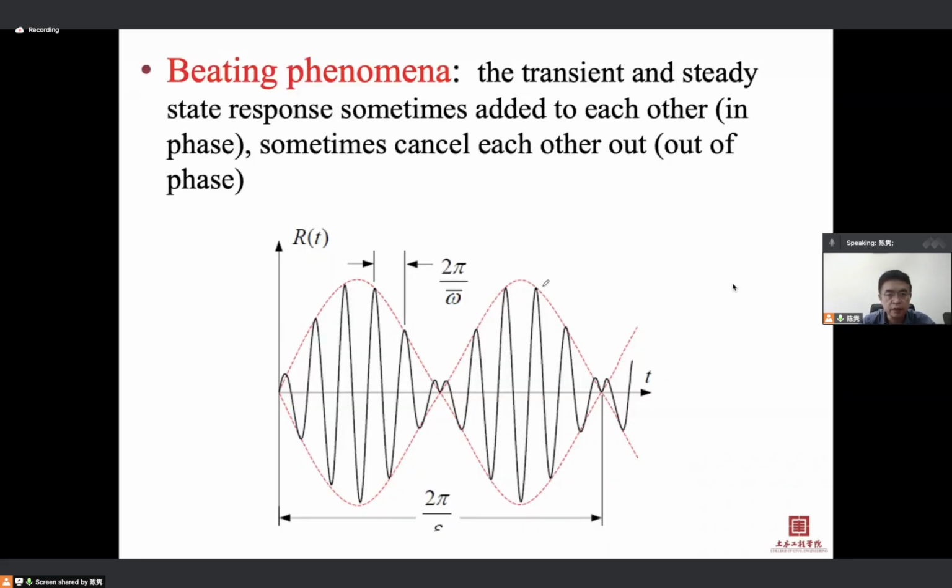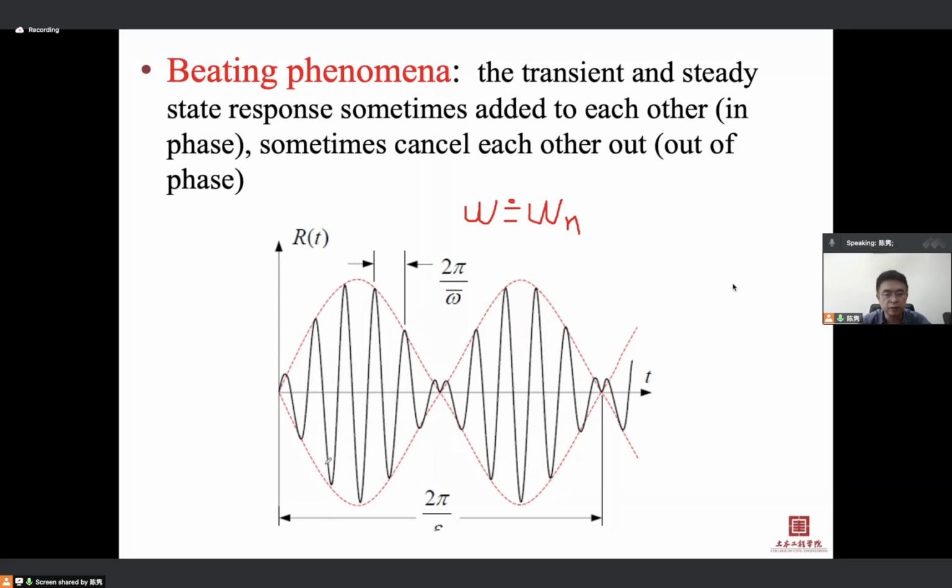And in some cases, very rare cases, when the frequency of the external load, omega, is approximately omega n, not equal, but very, very close, then you will have the phenomenon we call beating. Beating phenomenon means the transient and steady state responses sometimes add together and sometimes cancel each other. During the break, I wrote a MATLAB script to show you this beating phenomenon.